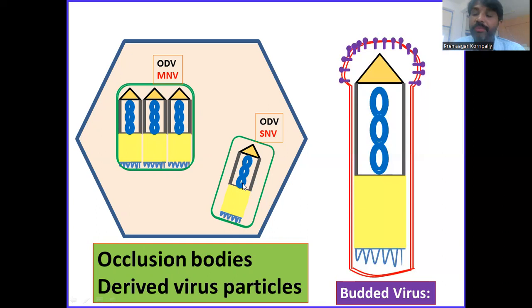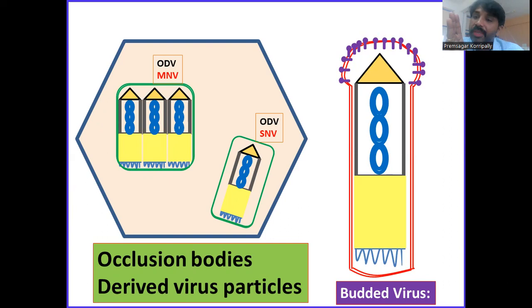So in the late infection, what happens? The virus particles which are produced are occluded by the nuclear membrane of the insect cell. Occluded means enclosed, completely closed by the inner nuclear membrane of the insect cell. You see, this is an envelope. This envelope is derived from the insect cell's inner nuclear membrane. So when three virus particles are enclosed by the inner nuclear membrane of the insect cell, they are called occluded derived particles, right? And these occluded derived particles may have three virus particles or a single virus particle.